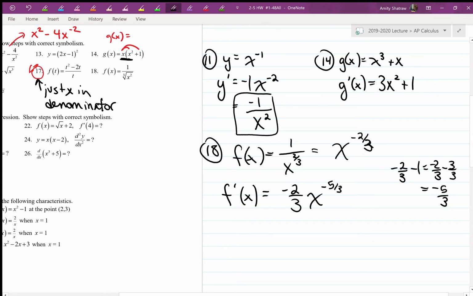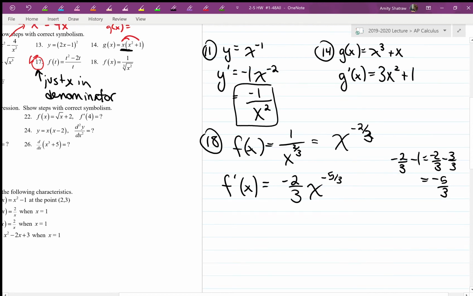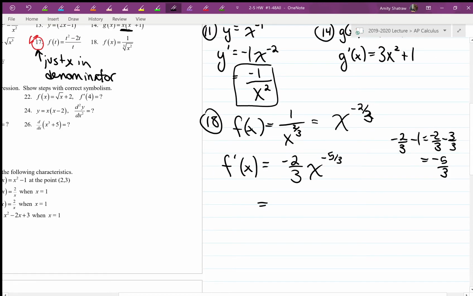Can you leave it like that? Yes, but if you're doing multiple choice, what do you want to see as an answer? I want to see this: negative 2 over 3, and I'm going to say that I have an x, and what was my root? It was 3. What was my power? It was 5. That's a terrible looking 5.